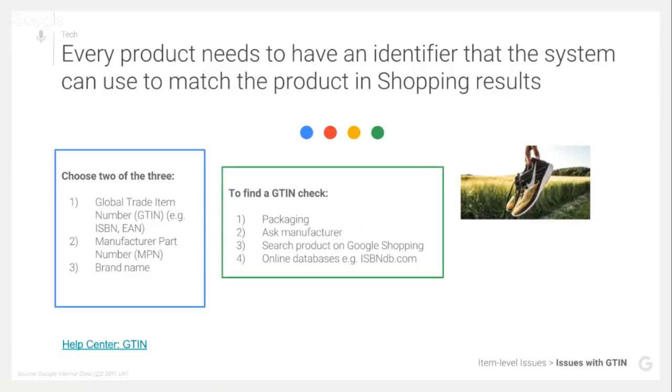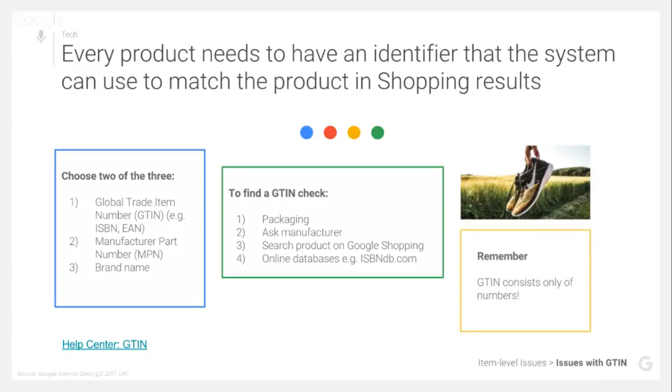For checking the GTIN, you can look at the packaging or ask the manufacturer. Sometimes there are more complex or more unique products, so it might be a bit trickier. You can also search for products on Google Shopping. You might find exactly the same product provided by somebody else, and from there you could see the product identifier. Or, for example, there are some online databases as well. For ISBNs, there is a database that you can refer to, and that will help you get the right IDs there.